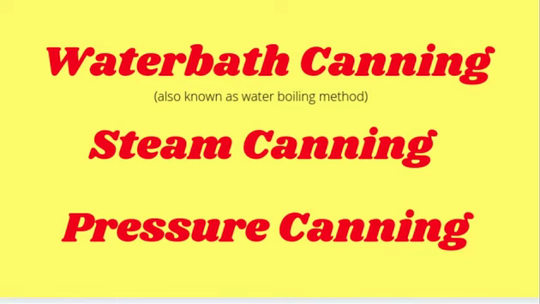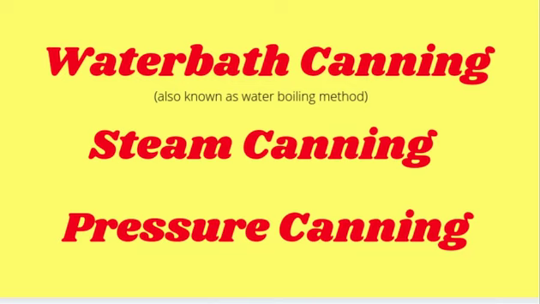There are three types of home canning: water bath canning, also known as water boiling, steam canning, and pressure canning. This is because when it comes to home canning, there are different types of foods we need to be aware of: low acid and high acid. And knowing which type of food you're canning will determine which method to use.